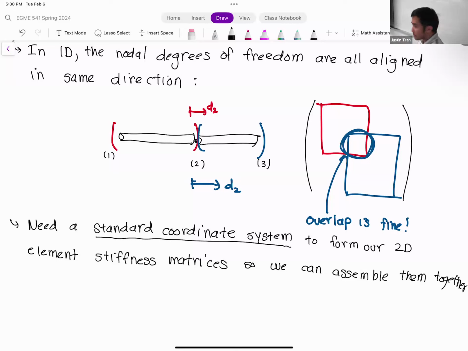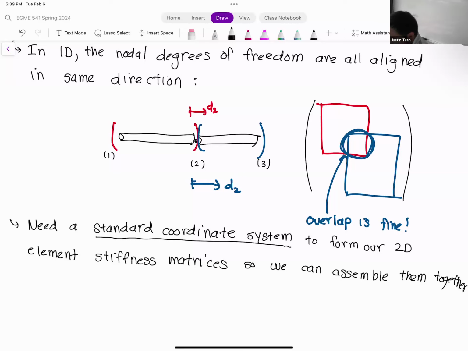Okay. So that's our goal for the next 30, 40 minutes: to come up with the standard system and see what the element stiffness matrix looks like in this system. All right, so that's the motivation for why we're going to be going through all these changes of coordinates and transformation matrices over the next 30, 40 minutes or so. Any questions on this?